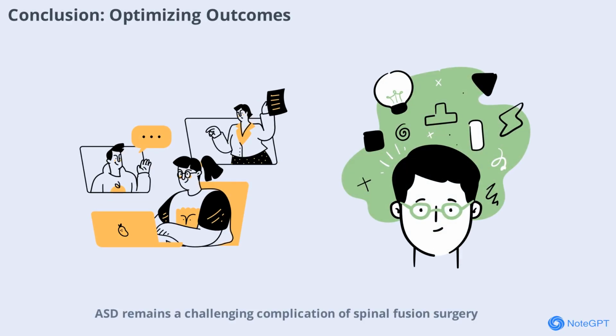ASD remains a challenging complication of spinal fusion surgery, influenced by a complex interplay of mechanical, biological, and lifestyle factors. A multidisciplinary approach that includes careful patient selection, advanced surgical techniques, comprehensive rehabilitation, and emerging therapies is essential for optimizing outcomes. Ongoing research and innovation hold promise for reducing ASD incidence and improving quality of life for patients worldwide. Staying informed and proactive is key to managing this evolving aspect of spinal health.